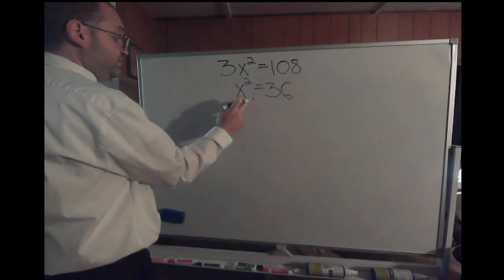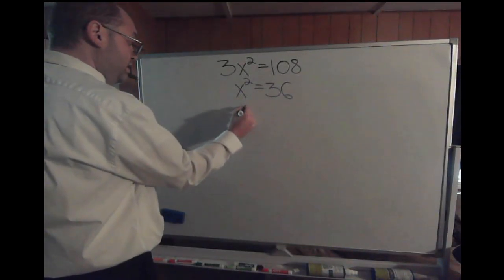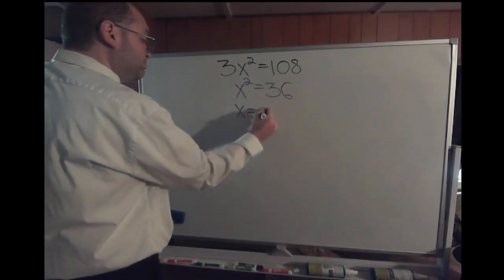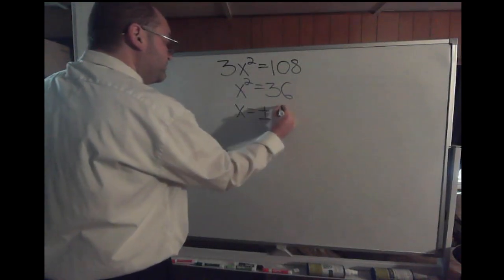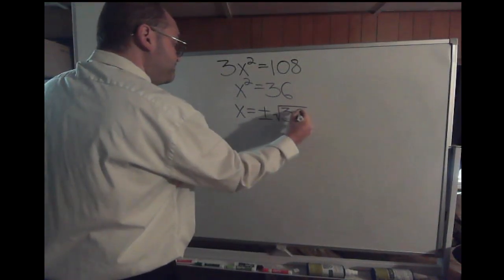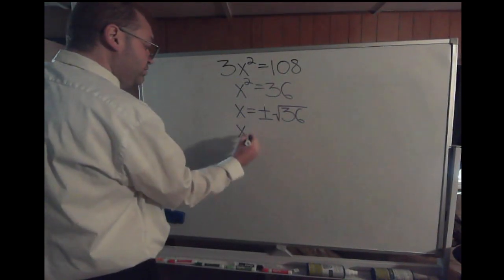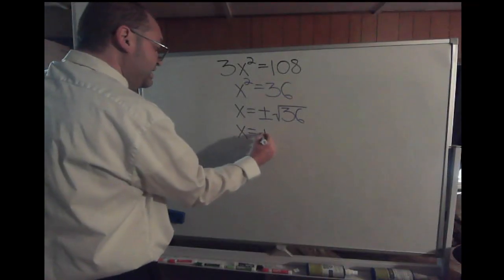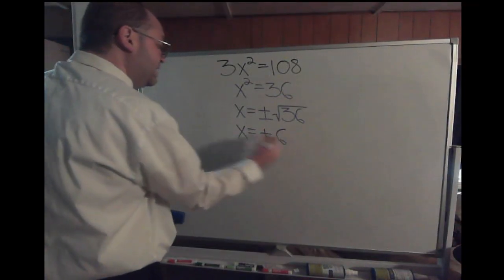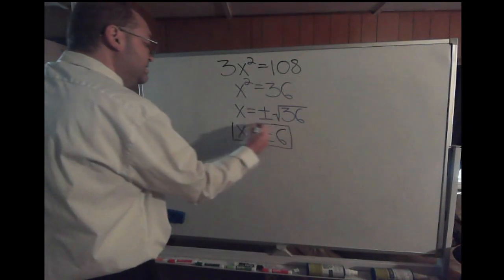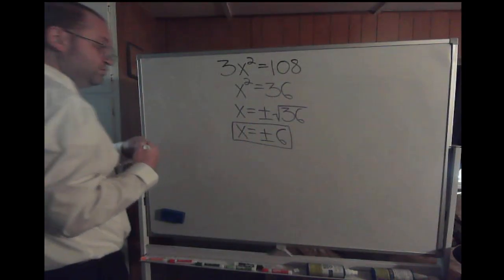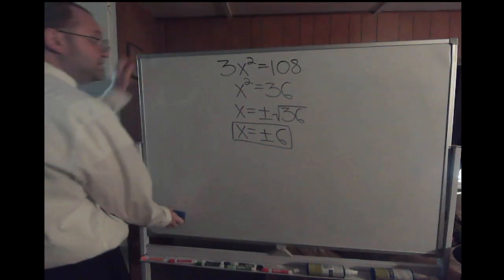So we want to solve for x. Take the square root of x squared, you do get x. That's equal to plus and minus the square root of 36, which, as we know, square root of 36 is 6, so x is equal to both plus and minus 6. That would be your answer for this. X equals both plus and minus 6.